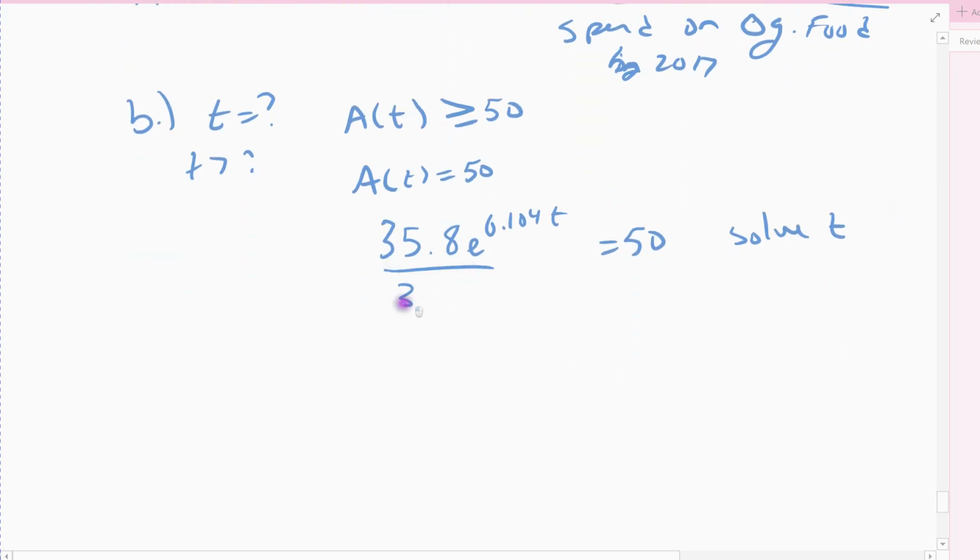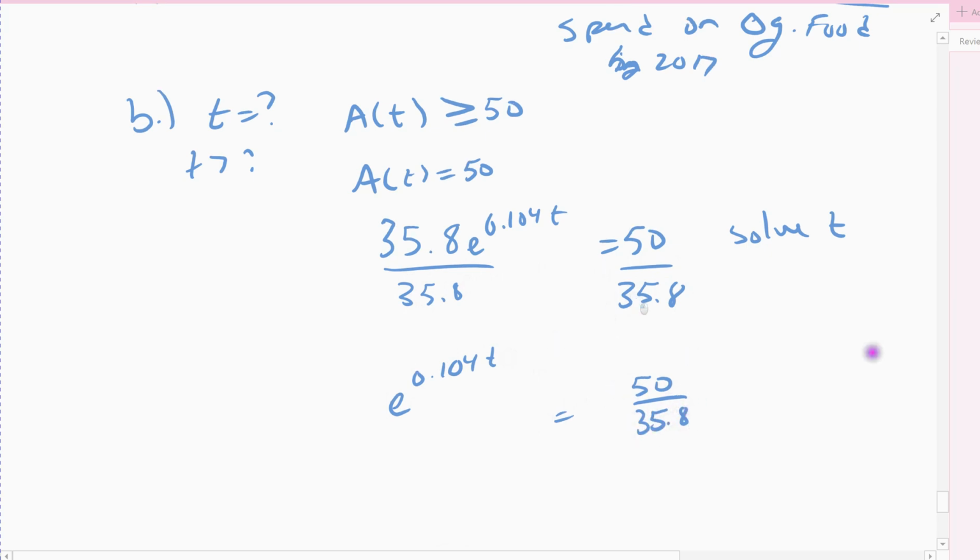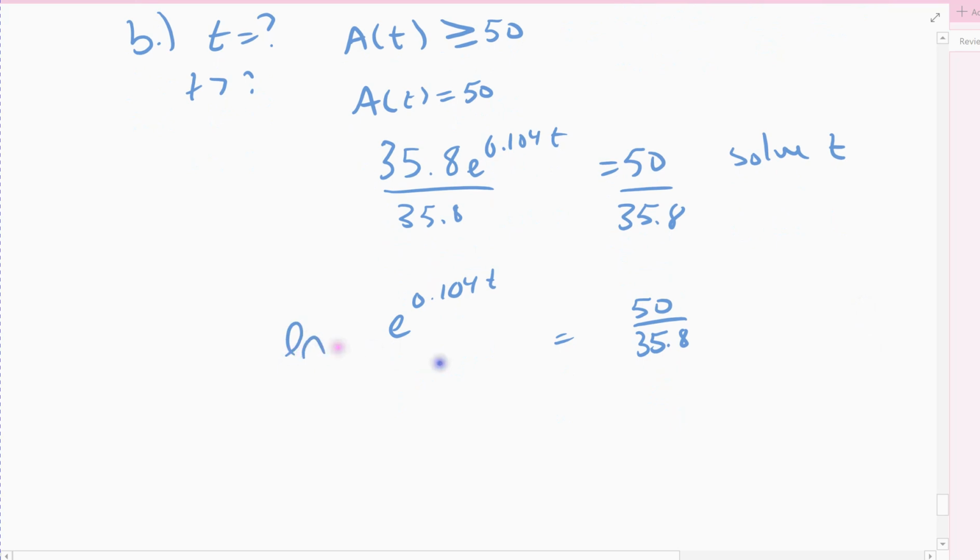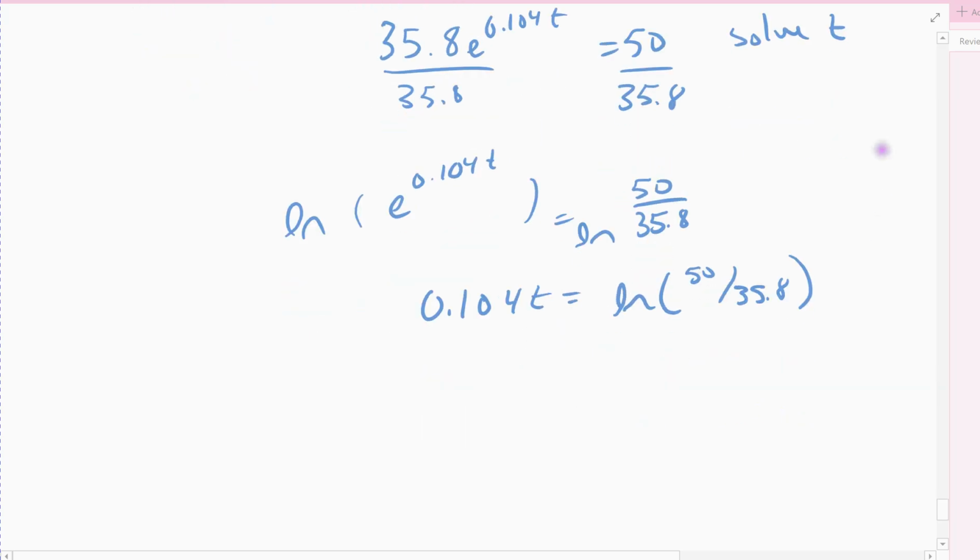First step, isolate the e, so divide by that number. Again, do not round. Either leave it exactly that or write the reduced fraction. I'm just going to leave it this time. Sometimes in applications, it's just easier to leave it. If you want to write the fraction, hit the reduced fraction key on your calculator. Then take the natural log of both sides. On this side, the natural log cancels with that e, and I'm left with 0.104t equals the natural log of that fraction. The last step would be to divide by that number in front of the t.